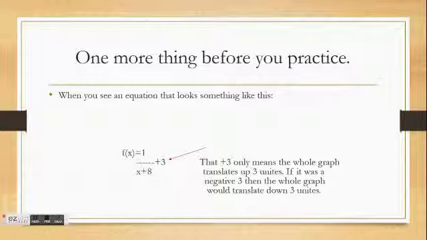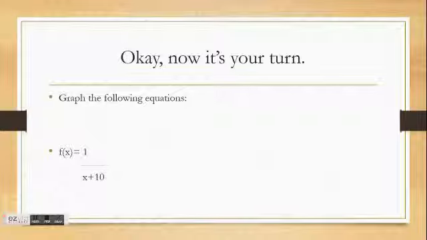One more thing you should know before you practice. When you look at an equation that looks something like this, f of x equals 1 over x plus 8 plus 3, that plus 3 only means the whole graph translates up 3 units. If it was a negative 3, then the whole graph would translate down 3 units.